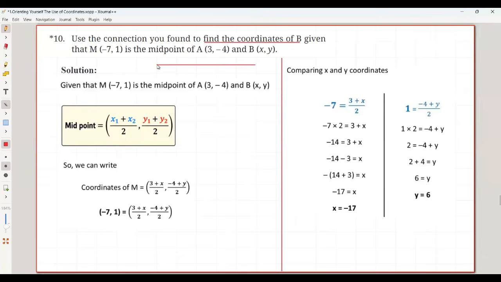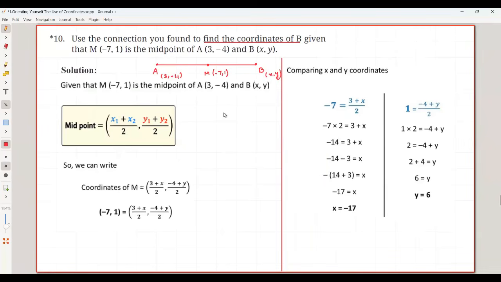Okay, actually this is A and this is B. Now the midpoint is given in the question. The coordinate of A is given as minus 3 comma minus 4. Next, the midpoint M is also given: M is minus 7 comma 1, and B is x comma y. Here we have to find out the coordinate of B.